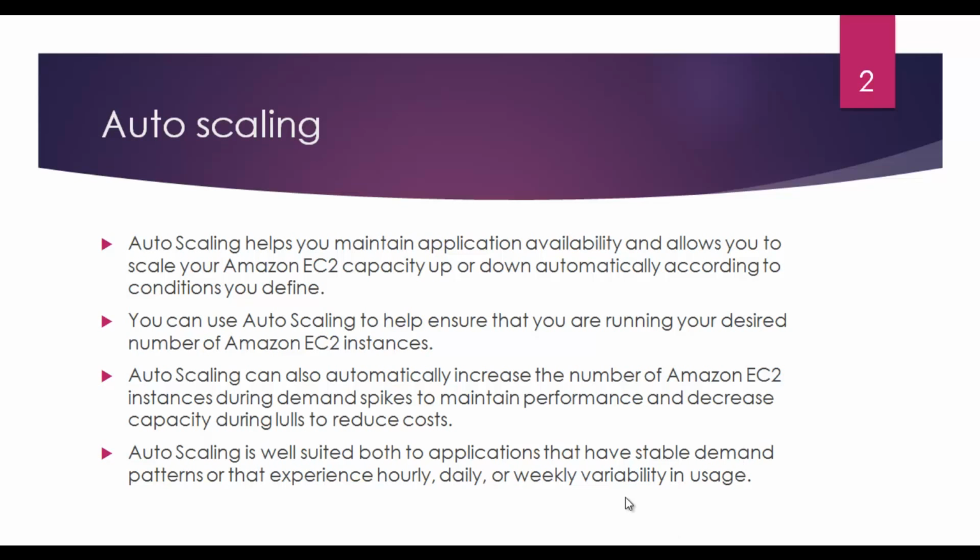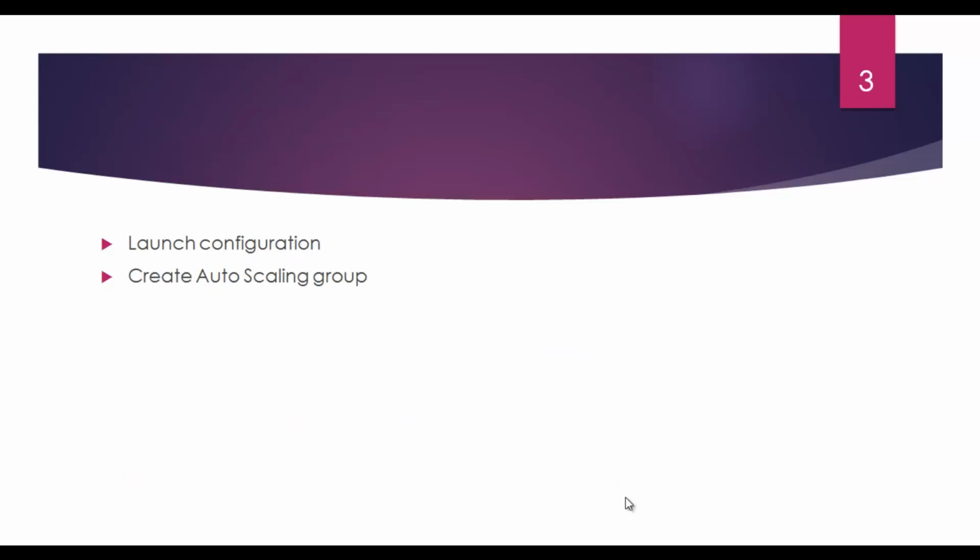So auto scaling is well suited both to applications that have stable demand patterns, or that experience hourly, daily, or weekly variability in usage. So how are you going to create it inside the console? You will have to do two things. You will have to start with launch configurations. You will have to set your configurations. You will have to select your AMI. You will have to select your EC2 instance type, and so on. And then you will have to create the auto scaling group as well. So this is the two-step process, and join me in the AWS console. We are going to do it in a lab session now.